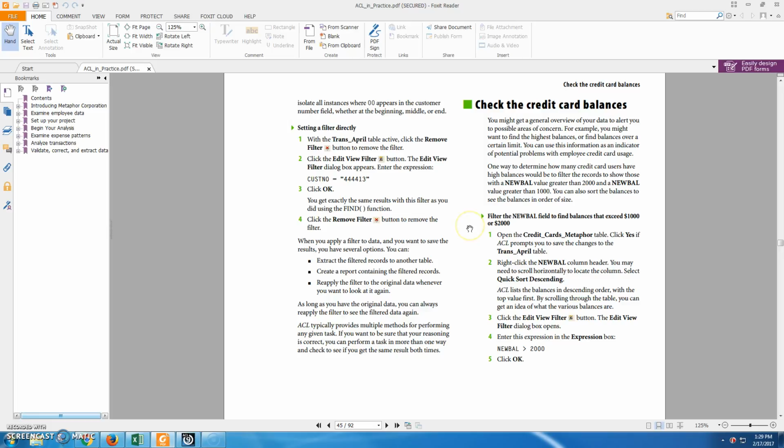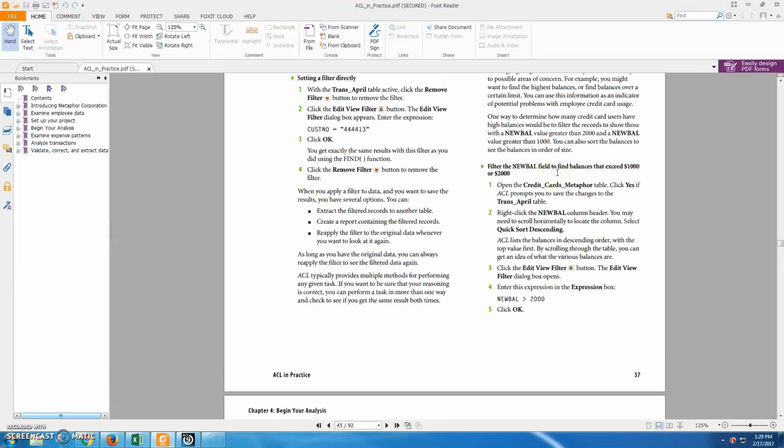This exercise is mostly filtering and quick sorting, but it just wants to get across to you that you can pass in multiple arguments to the filter expression. What they want you to do here is get the new balances greater than 2,000. So we can take a look at people who are using their credit cards the most and maybe get a good idea on whether they're using them responsibly.